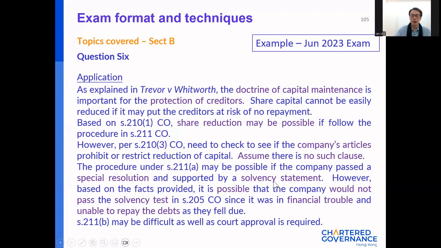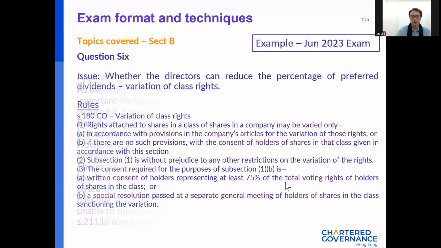Using the special resolution and solvency statement route, you then need to see whether the company can pass the solvency test. In our story, the company continues not to be in good financial standing and is in financial trouble, so it is possible that it cannot repay its debts as they fall due. In that case, it may not be successful, because it would not be able to use the first method to reduce the capital. And I think it would also be more difficult if it tries to get the approval of the courts.